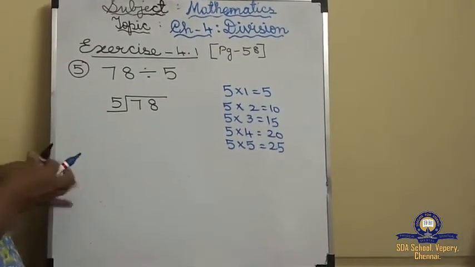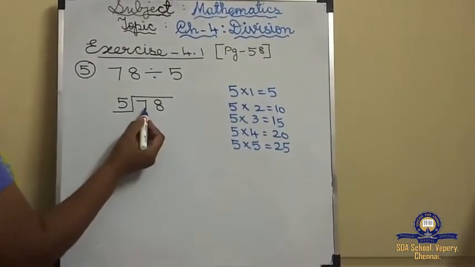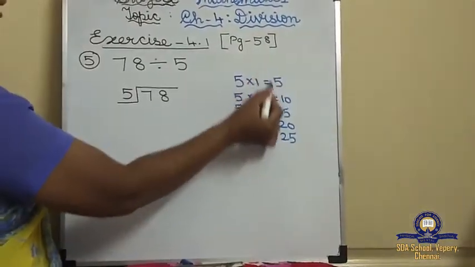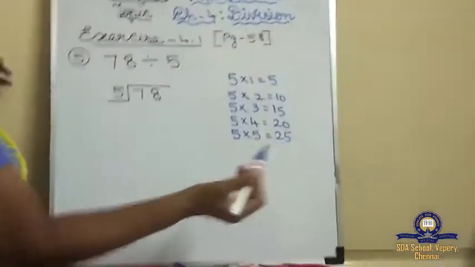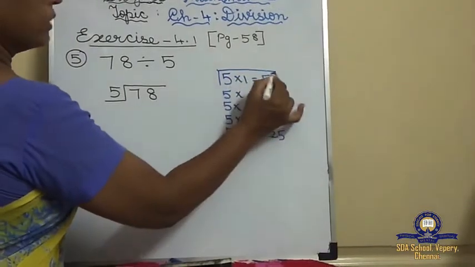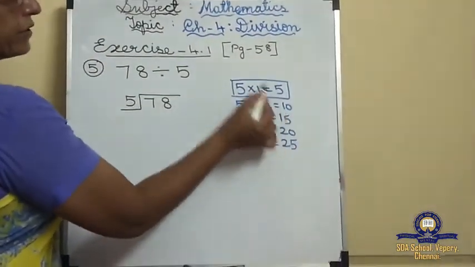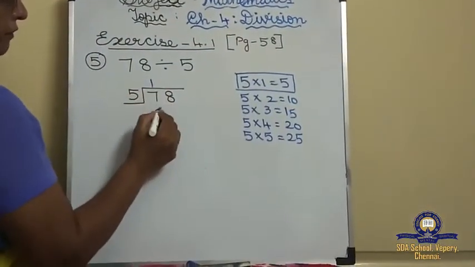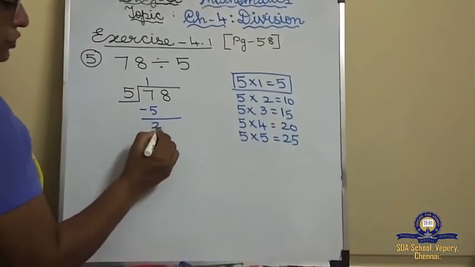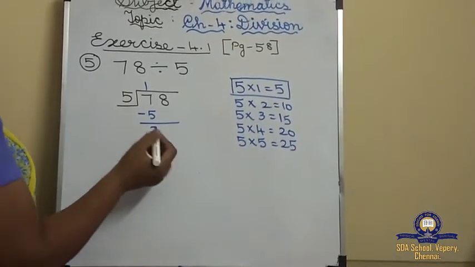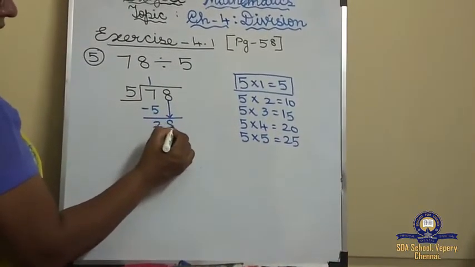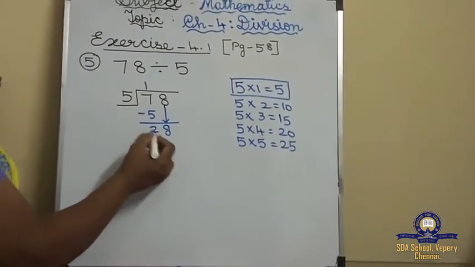Okay, 7. Now first what you have to take? 7. 7 is bigger than 5. So does 7 go in the 5 tables, children? No. So smaller than 7, what comes? 5. You can't write 10, isn't it? So 5. 5 1s are 5. 7 minus 5, what, children? 2. 2 doesn't go. So what you have to do? You have to bring down this 8. So what does it become? 28.